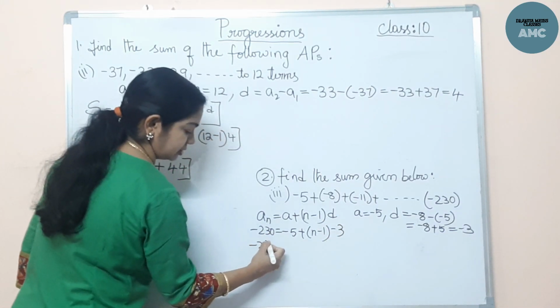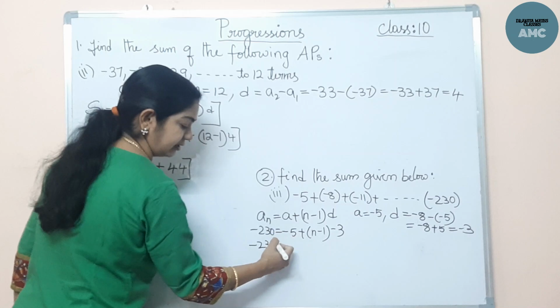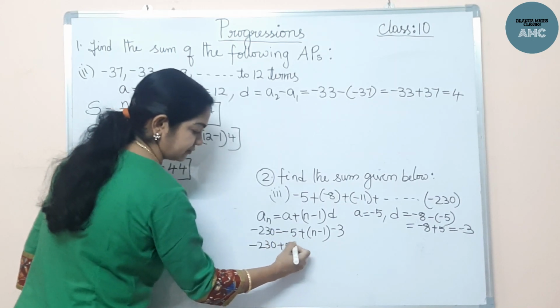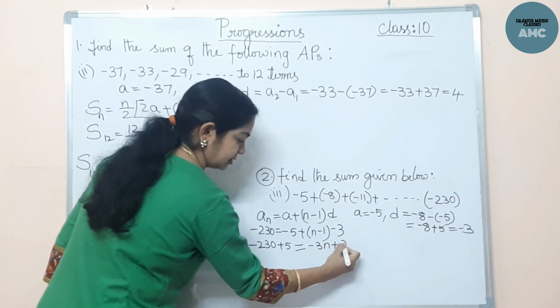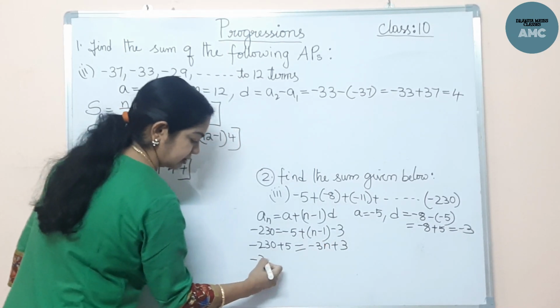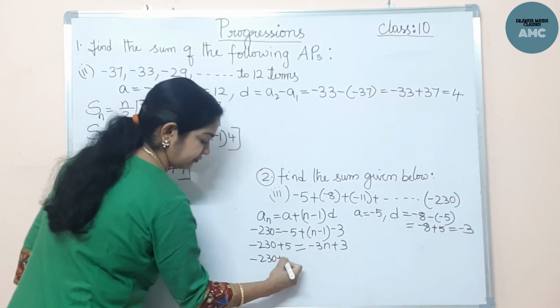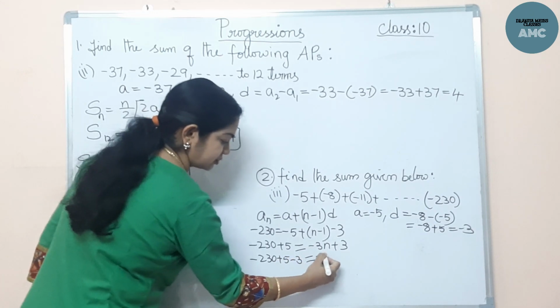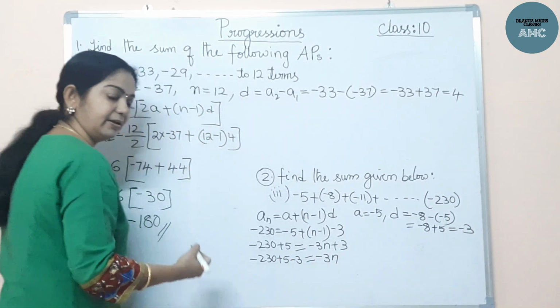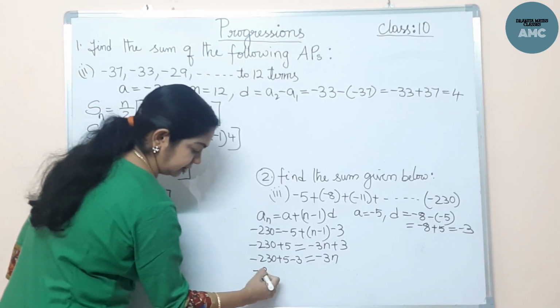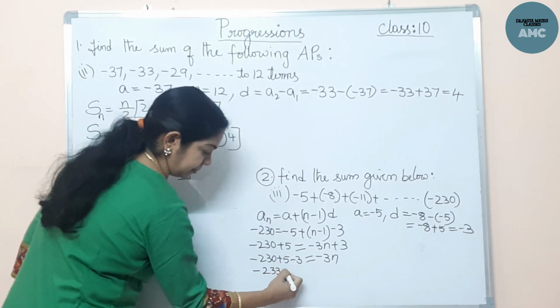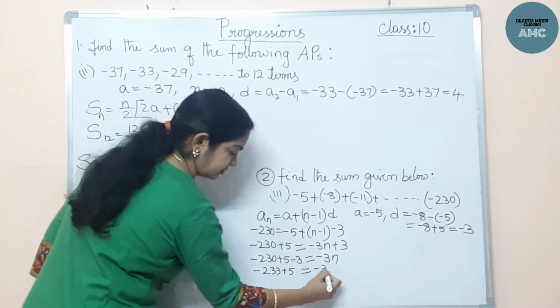So minus 230. If you send minus 5 to this side, it comes to plus 5. Now here multiply minus 3 and n, so send this 3 also here. Minus 230 plus 5 minus 3. So this comes to minus 3n. Now minus 230 minus 3, minus 233, plus 5 equal to minus 3n.